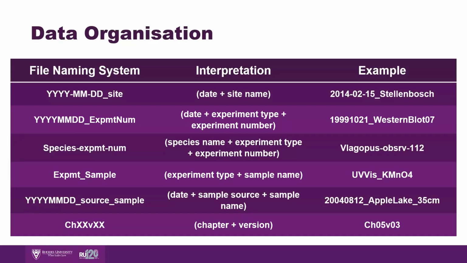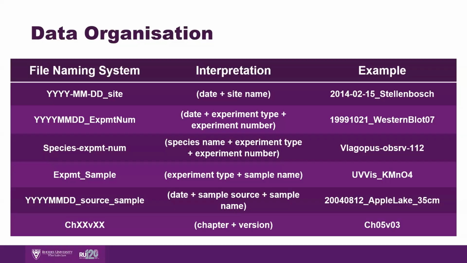So you can use this file naming system. I'll start with the one here at the top left-hand side, that is based on the year, month, date, and site. So the interpretation, you can see, is the date and site name. An example of that would be data collected on the 15th of February 2014 in the town of Stellenbosch in South Africa. Or if you use a different example, the second one, that would be the date plus experiment number.